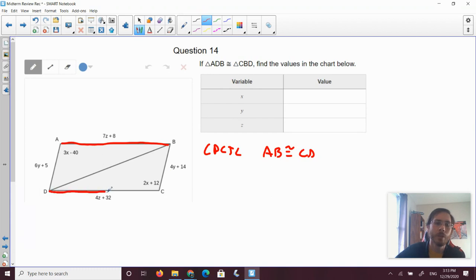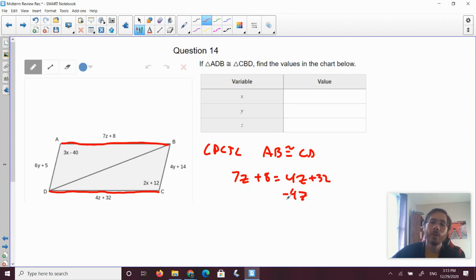And that's good because it looks like that should be true in the picture, but it's only true because of CPCTC. If we weren't told that these two things were congruent, we couldn't actually state that these were the same. So let's solve this, because we can actually solve for Z at this point, since we know those two are the same. So we'll set those two expressions equal. 7Z plus 8 equals 4Z plus 32.